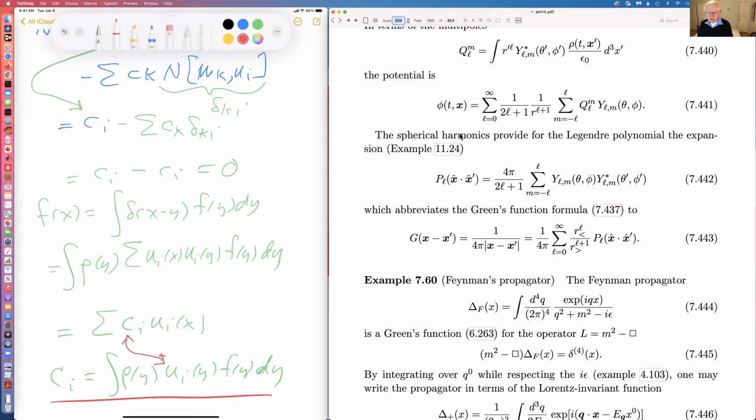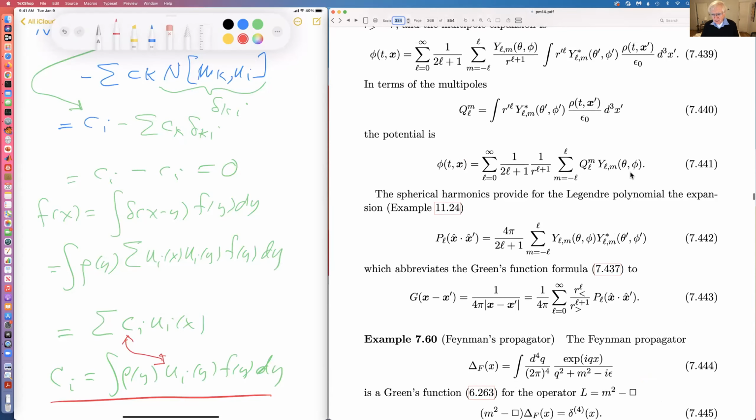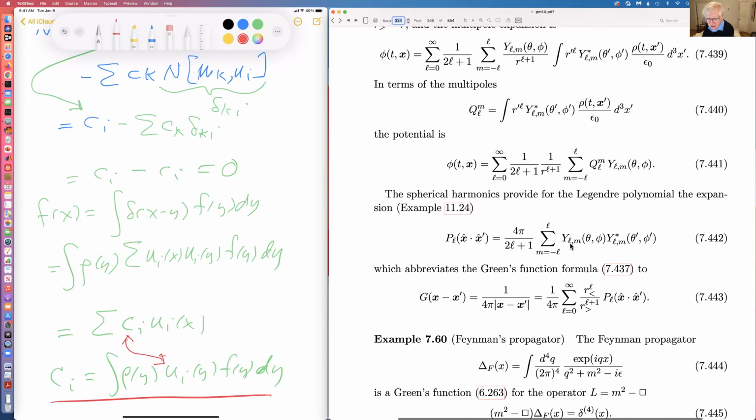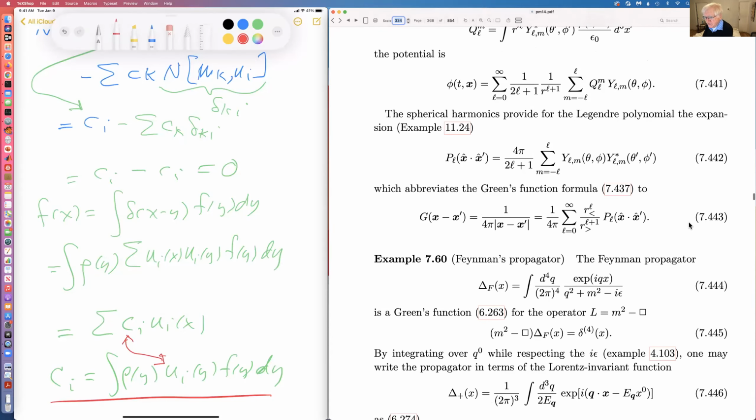If one has enough symmetry, well, even if one doesn't have enough symmetry, one can always express this sum in terms of a Legendre polynomial, and that's one of the topics we'll get to shortly. And that allows you to write the Green's function more simply, namely as a ratio of r lesser over r greater to suitable powers times the L-th Legendre polynomial of the dot product of the vectors.